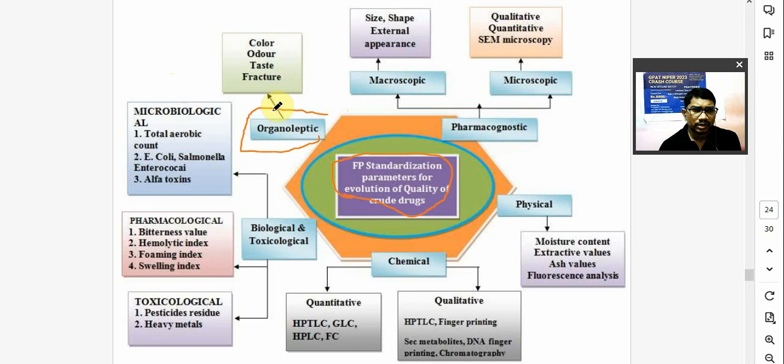So macroscopic and microscopic. These properties are further divided into macroscopic. Macroscopic मतलब विदाउट माइक्रोस्कोप आप इसको evaluate कर सकते हैं, like shape, size, external appearance of that product. Microscopic characters are qualitative, quantitative, and scanning electron microscopy. Qualitative, quantitative क्या है? So quantitative microscopy: whatever leaf constants are there, all these are the quantitative microscopic characters of the plant.